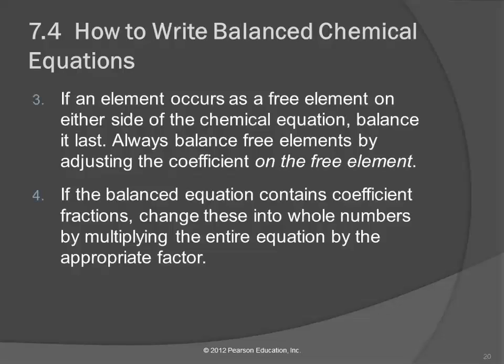If an element occurs as a free element on either side, balance that last. Because what we'll find is that sometimes when we balance one element, we mess up something that we've already balanced. If we leave a free element to the end, we can change it and it won't mess up anything else. Then if the balanced equation contains fractional coefficients, change those into whole numbers by multiplying the entire equation by an appropriate factor.